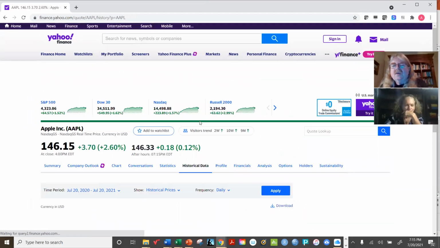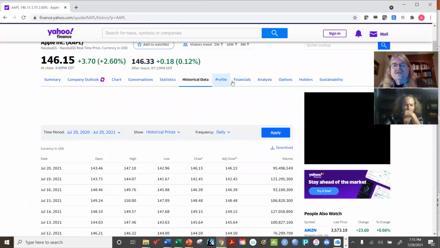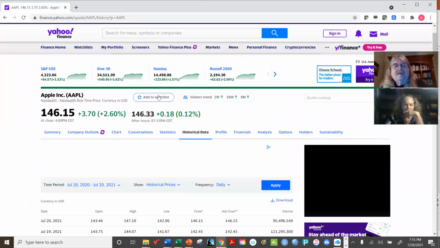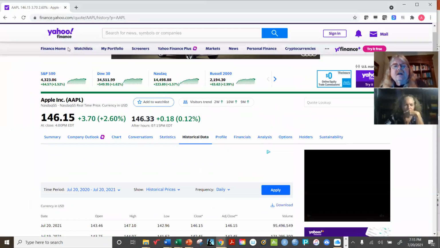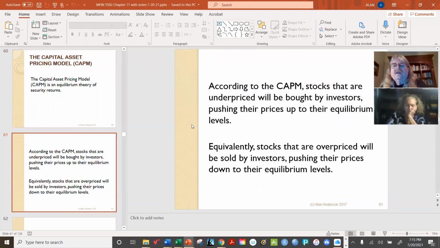You can download historical prices. You can do all kinds of wonderful research. But for now, I just wanted you to see the beta measure, which is listed right here on yahoo.finance.com. Anyway, what this basically is telling us is that if stocks are undervalued or underpriced by investors, investors will figure this out fairly quickly. They will buy those stocks and push their prices back up to a level that is consistent with the risk contained in the stock.